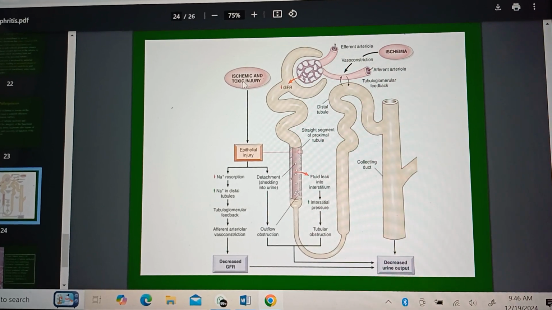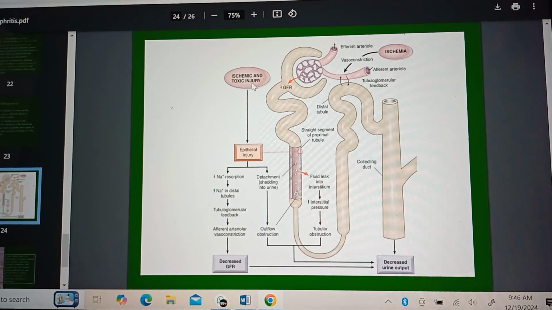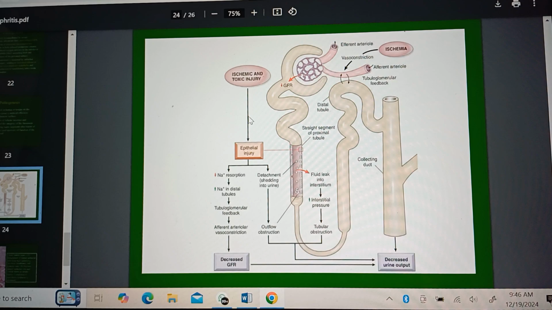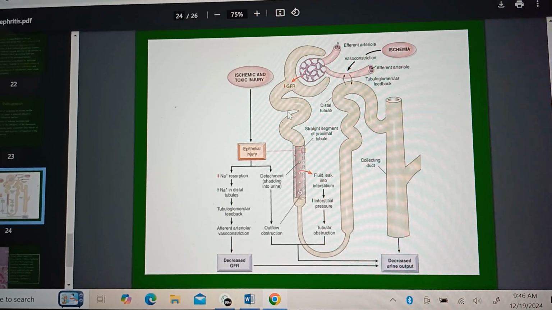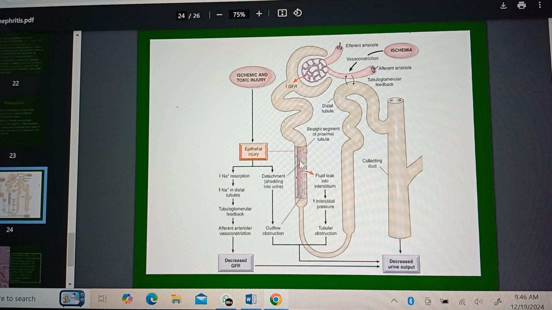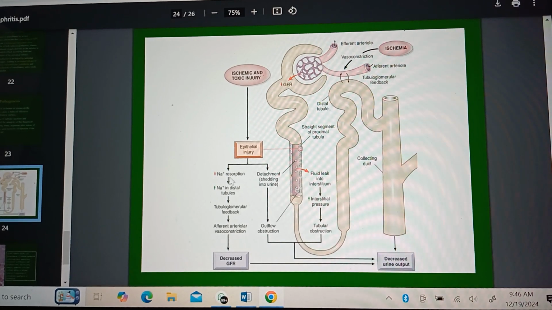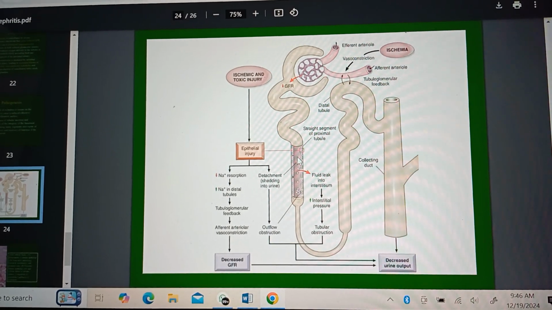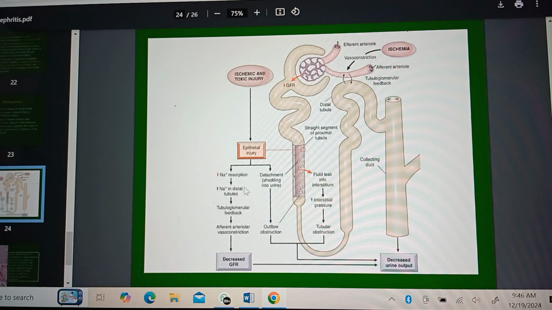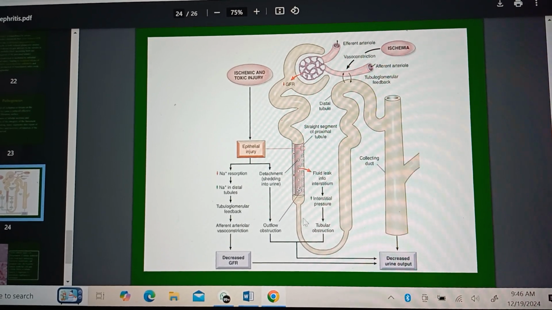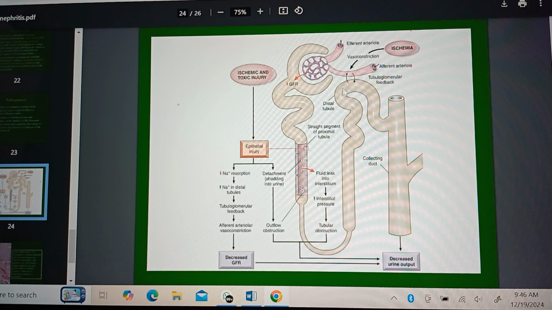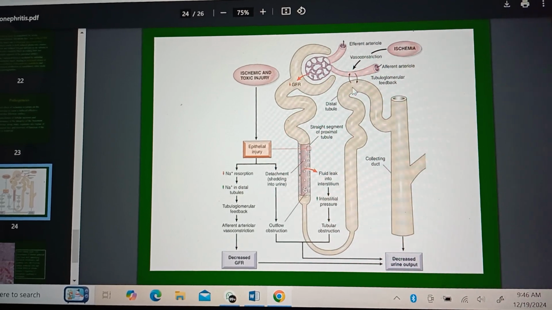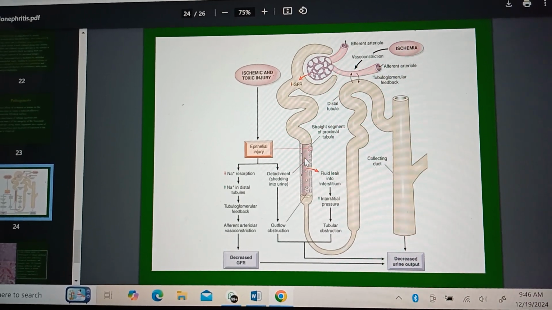So here it is. Whether it is ischemia or toxic injury, they are causing injury to the epithelial cells of the proximal tubule. So here you can see they are injured. The sodium absorption is decreased in the proximal tubule, and more of this sodium goes to the distal tubule, because it is not absorbed here.